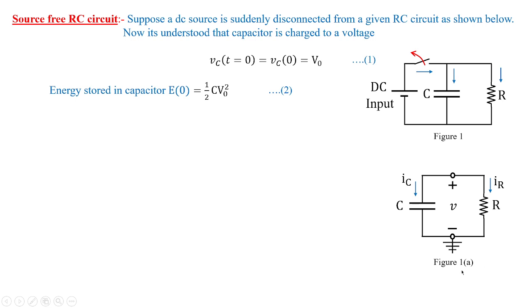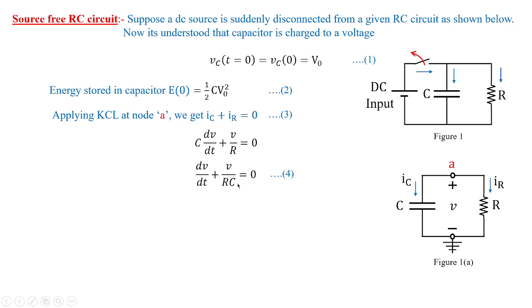Figure 1 is changed to figure 1a. The capacitor is charged and in the same circuit it is delivering current to the resistor also. If we apply KCL at node A, we get IC plus IR equal to 0, where IC is C dV by dt and IR is V by R. Rearranging this equation, I get dV by dt plus V by RC equal to 0. Now equation 4 is a first order differential equation. This can be rearranged in the form dV by V equal to minus dt by RC.